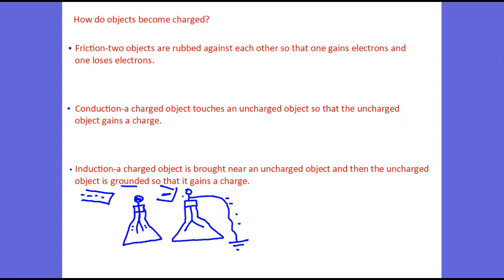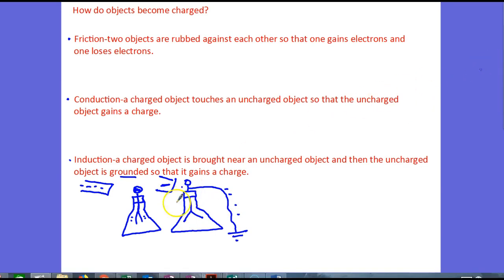What you'll see happen is, I'm going to change my color here, these things will droop back down. But then when I take the negative charge away, here's my electroscope, these will spread back apart because now they're positively charged because the electrons left. Okay, so this would be charging by induction.